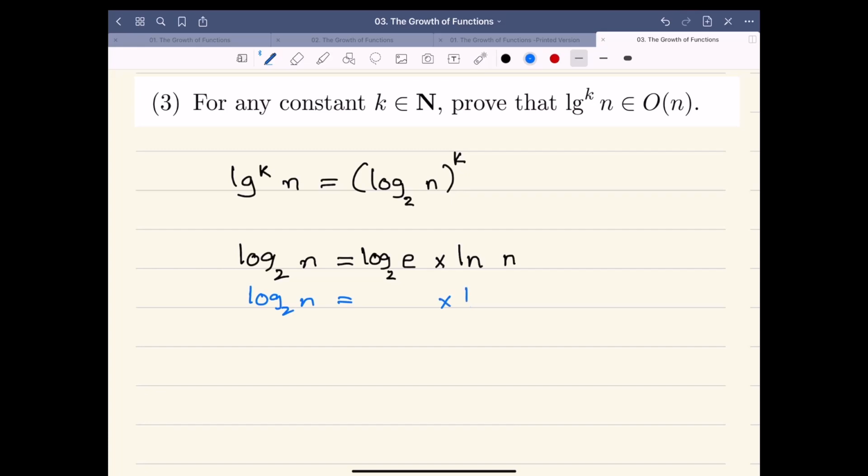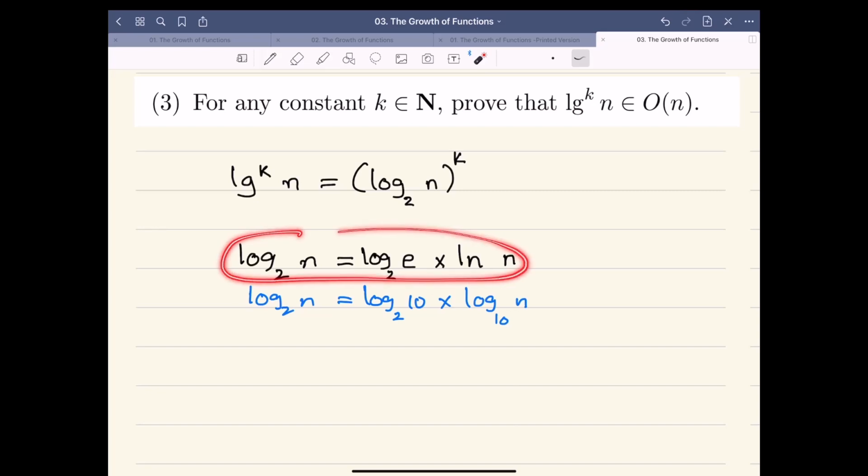Now suppose, for your information, you want to convert log 2 into log 10 as an example. Log 10 has a base 10, so you need to multiply the answer by a constant, which is log 2 of 10. So to convert log 2 into ln, we will use this expression.